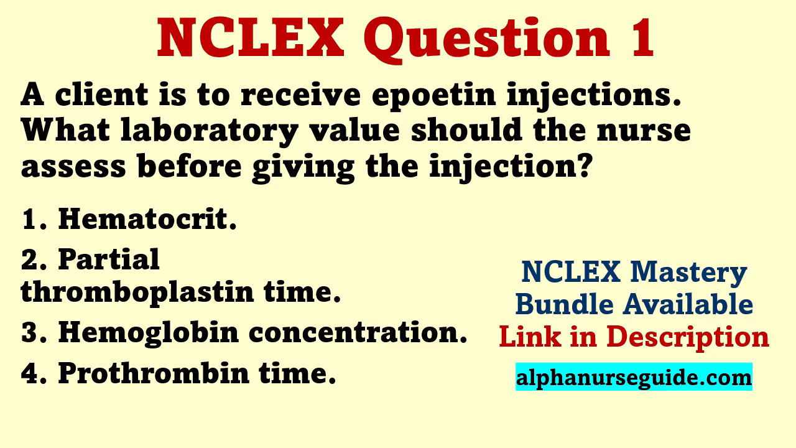Epogen is a recombinant DNA form of erythropoietin, which stimulates the production of red blood cells and therefore causes the hematocrit to rise. The elevation in hematocrit causes an elevation in the blood pressure. Therefore, the blood pressure is a vital sign that should be checked. The partial thromboplastin time, hemoglobin level, and prothrombin time are not monitored for this drug.